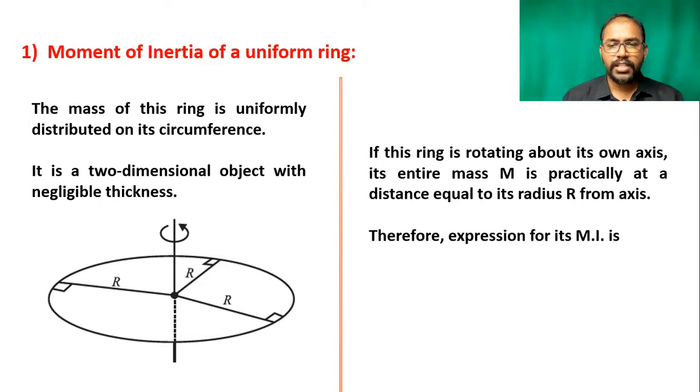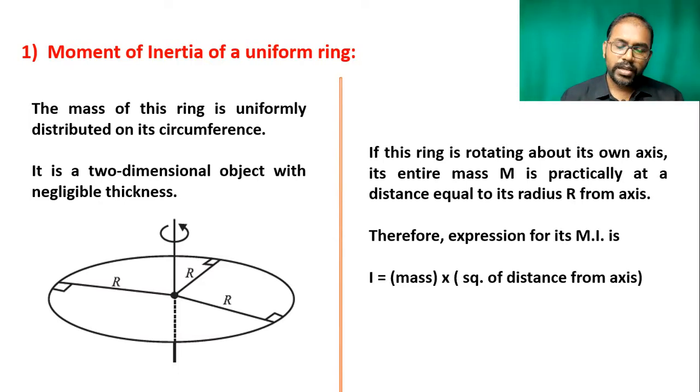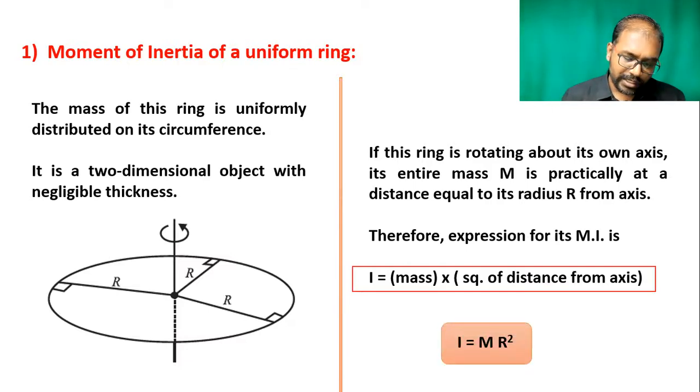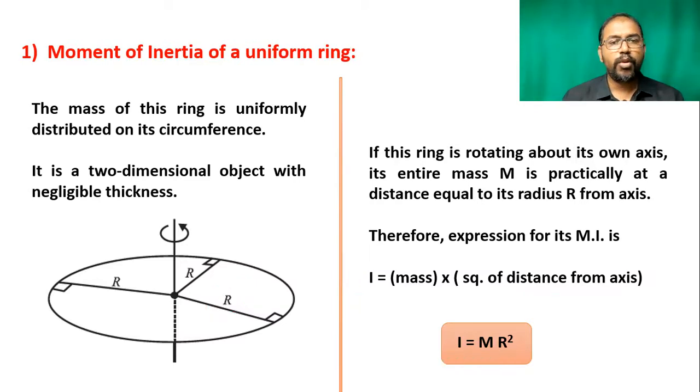Moment of inertia is mass into distance square. So moment of inertia I written here, mass into distance square. Distance we are measuring from the axis. So you can see here the mass is capital M and distance is capital R. So here the moment of inertia we get is M R square. And this is the expression for moment of inertia of a uniform ring.